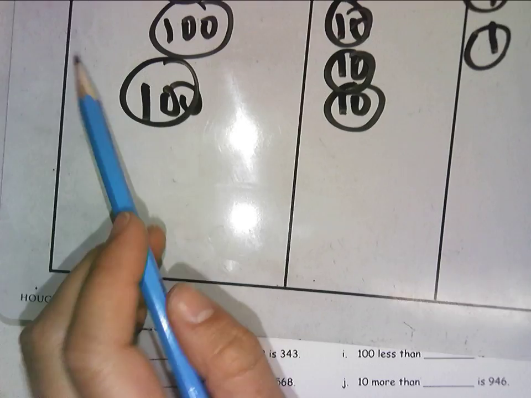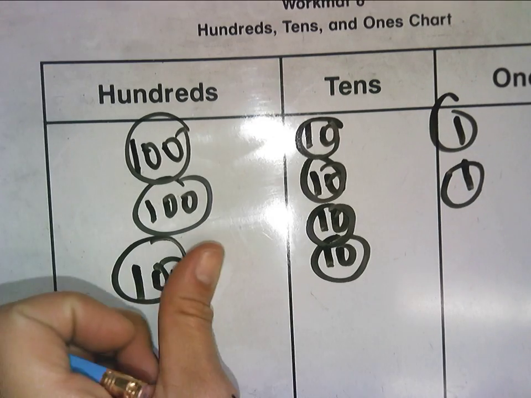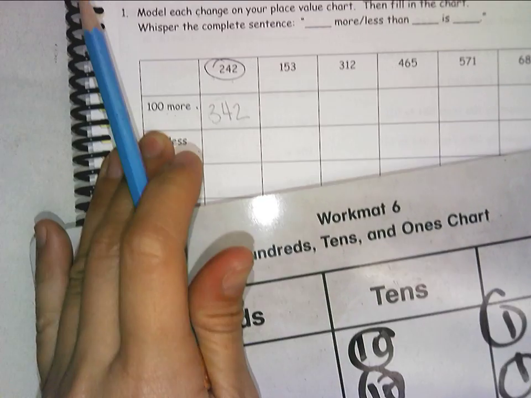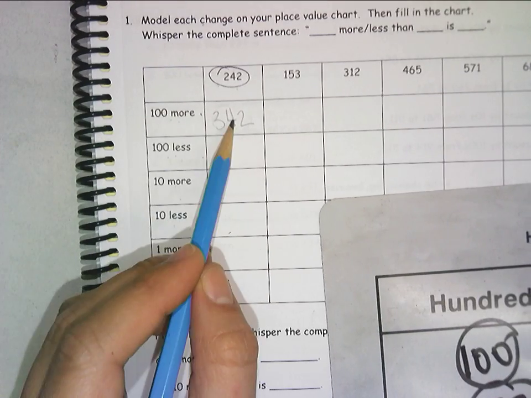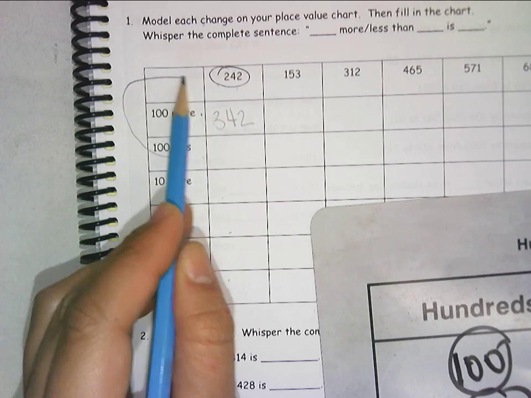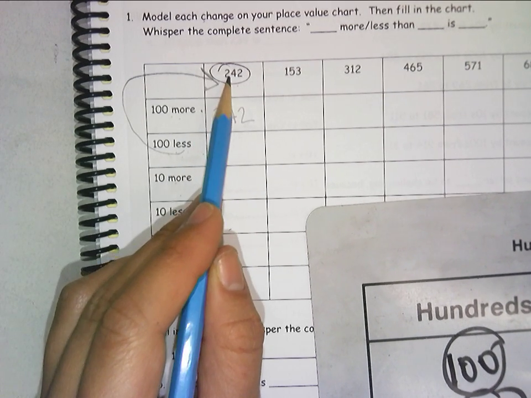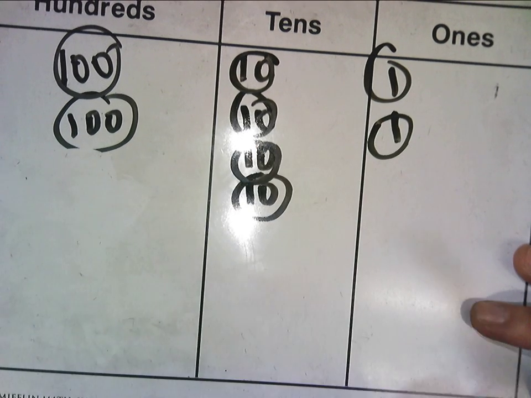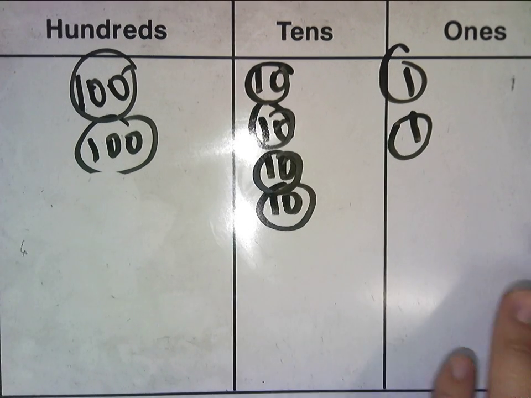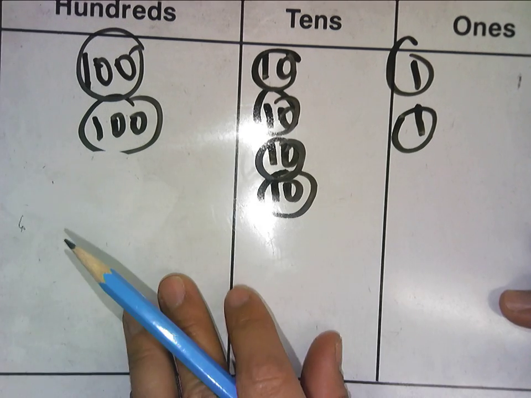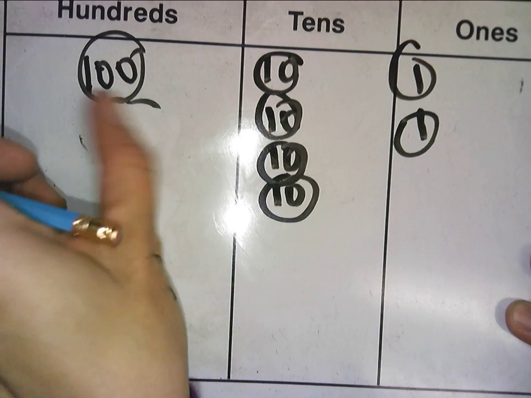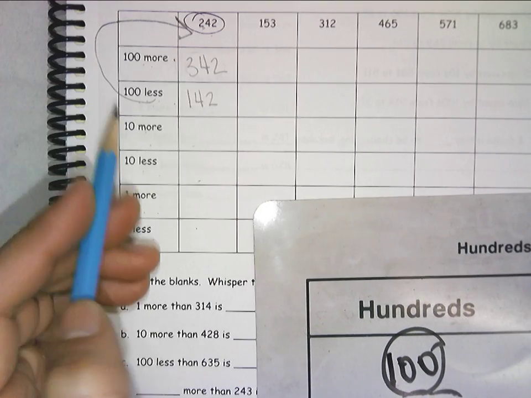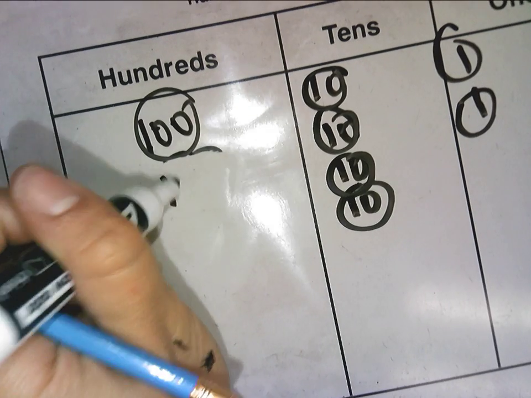Now, I don't keep 342 on my work mat. I have to erase it because I have to come back to 242. It's not 100 less than 342. It's 100 less than 242. I got to come back to that number, okay? So every time you make a change, make sure you erase it or put it back. So you come back to 242 every time. So 100 less, I take 1 away. That would be 142. Now I come back to 242.